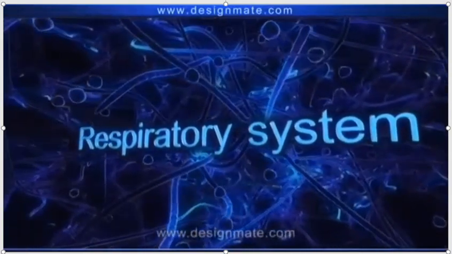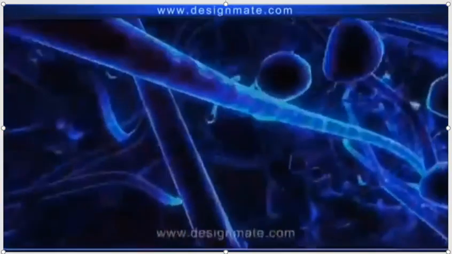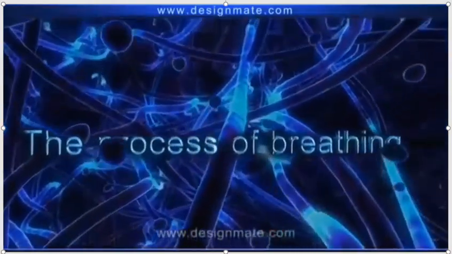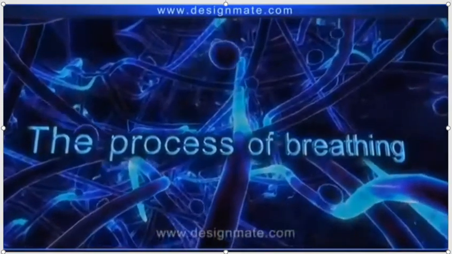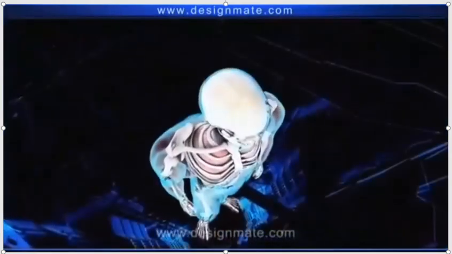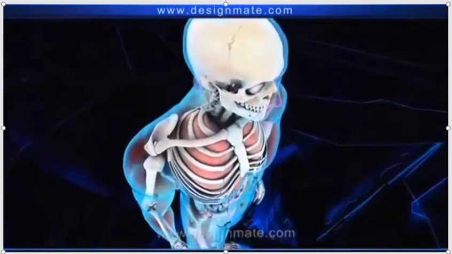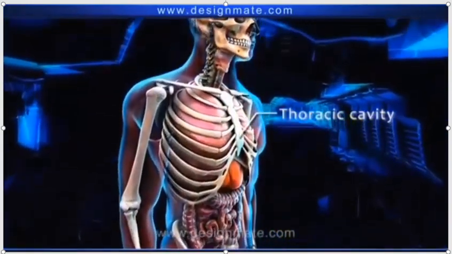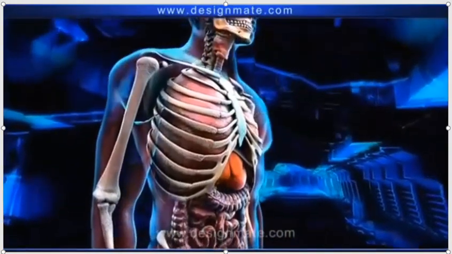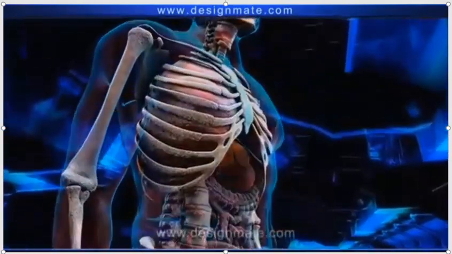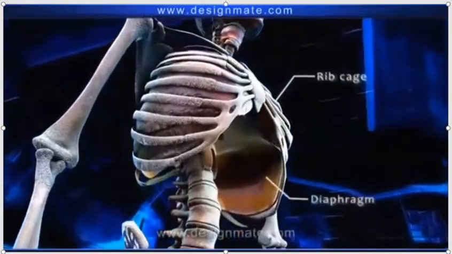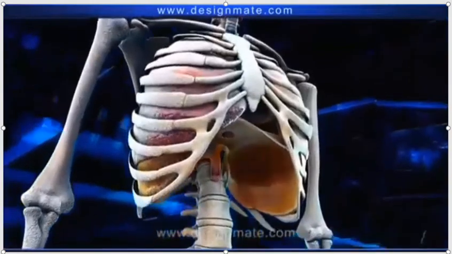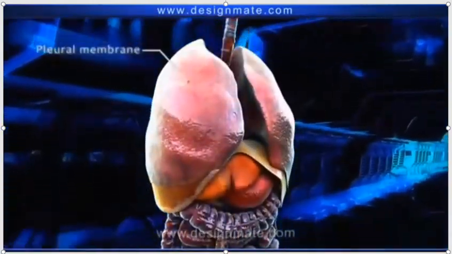Respiratory system. To understand the process of breathing. In humans, the main organs responsible for respiration are present in the thoracic cavity. In the thorax region, the rib cage and a dome-shaped fibrous tissue called the diaphragm are observed. In the rib cage, there are two lungs, the right lung and the left lung.